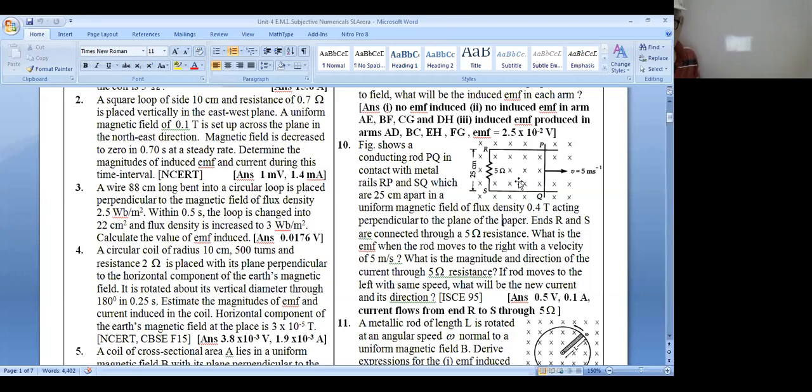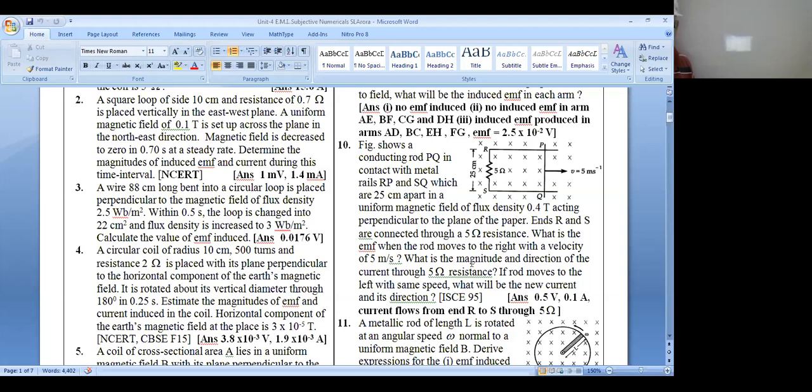This figure shows a conducting rod PQ sliding over this U-shaped circuit. Here RS is a resistance of 5 ohm. The width of the rod PQ is 25 centimeter. It is moving towards the right with a speed of 5 meter per second, and the flux density going into the page is 0.4 Tesla.